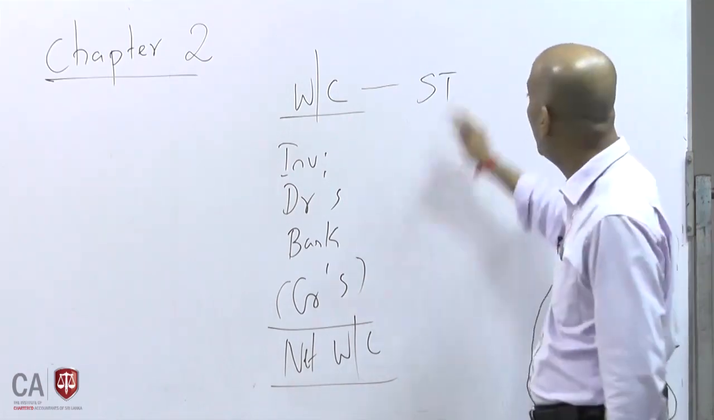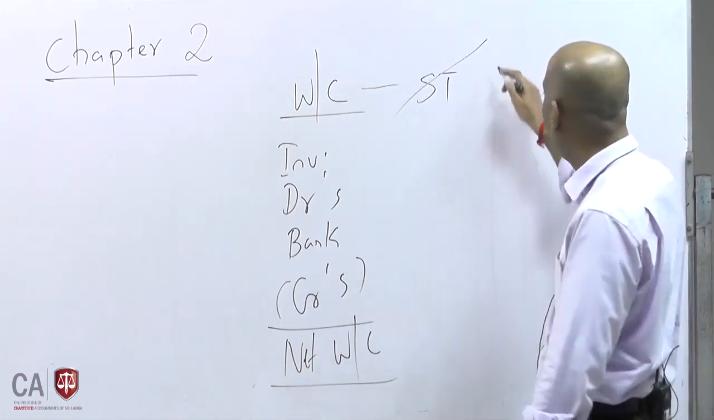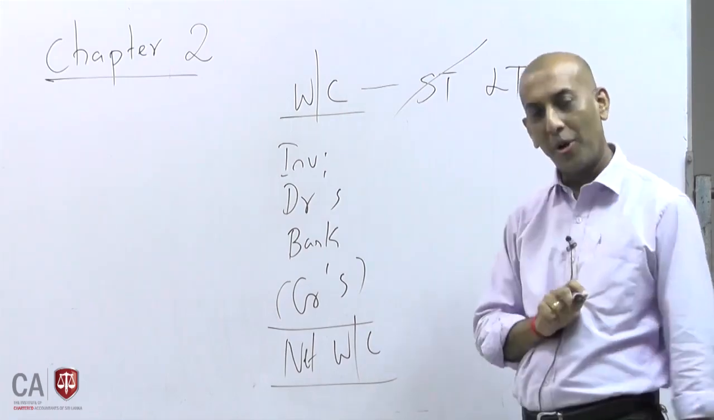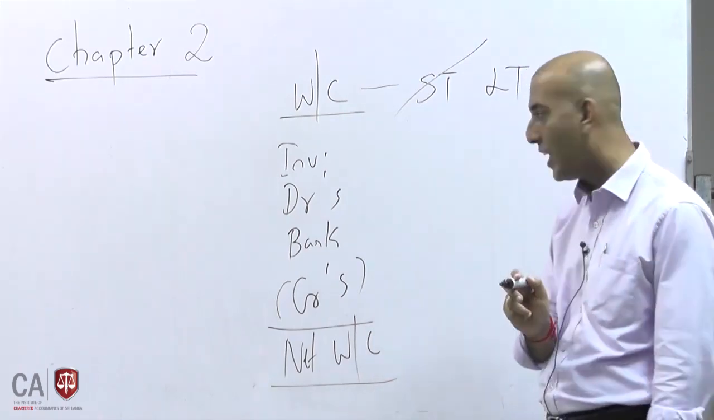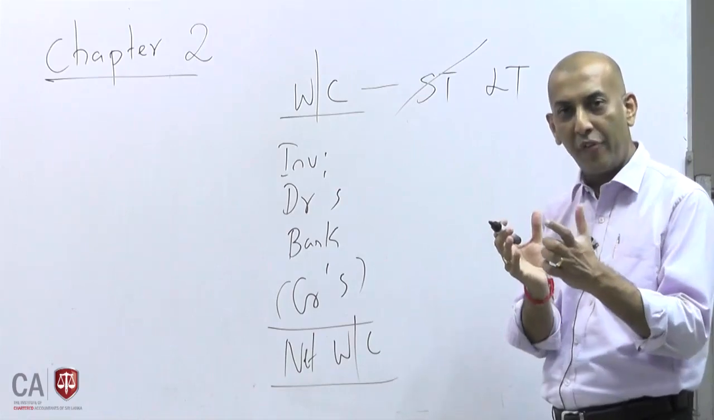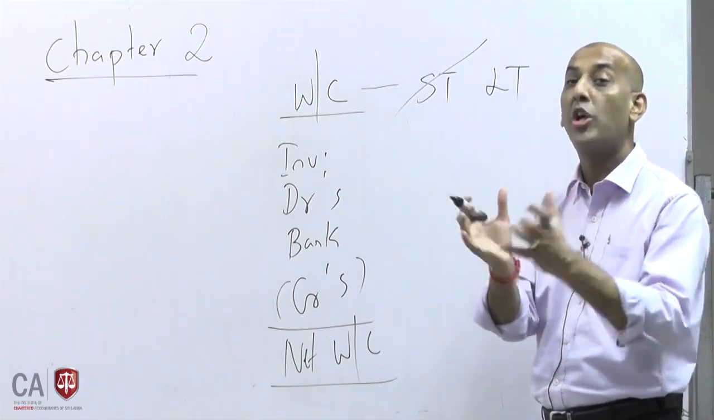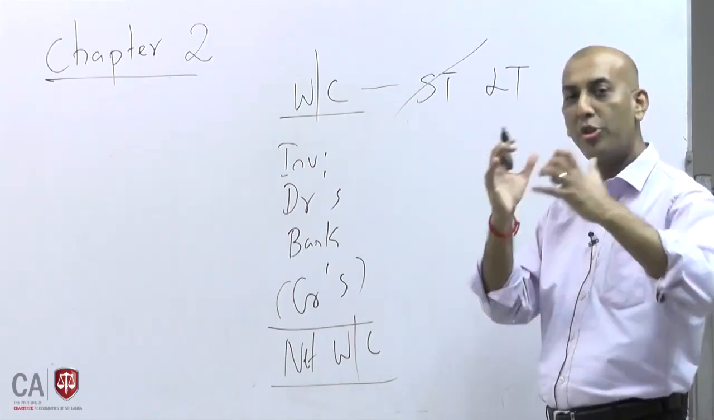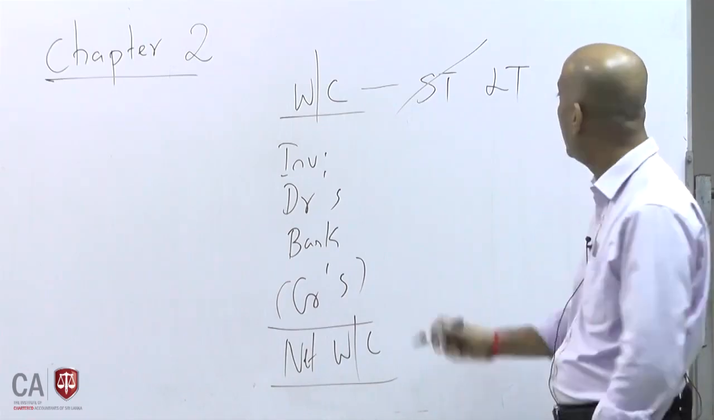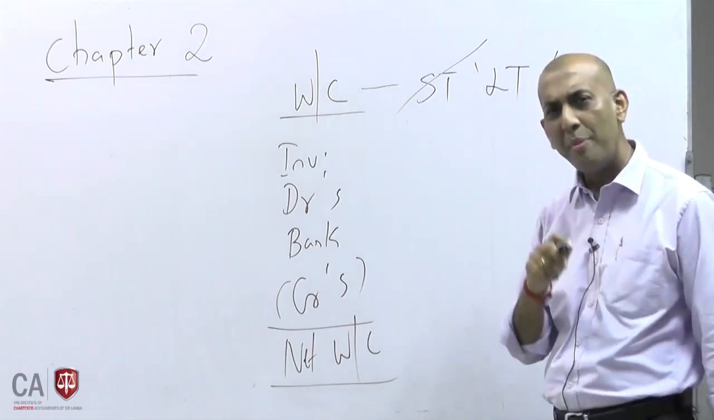From a financial management point of view, this is not short term. This is most of the time long term. Why do I say most of the time? There is a component of your working capital which can be short term in nature. But most of your working capital is long term in nature. What do you mean by long term nature?